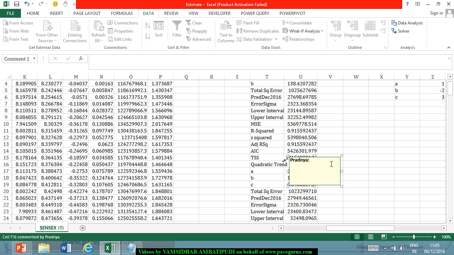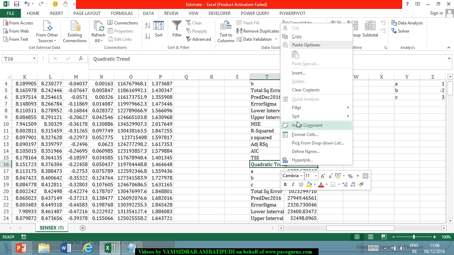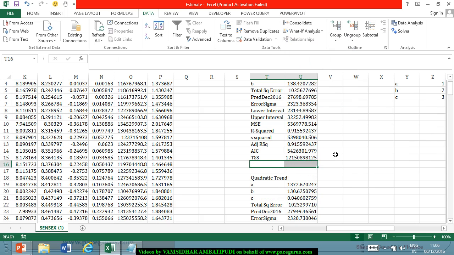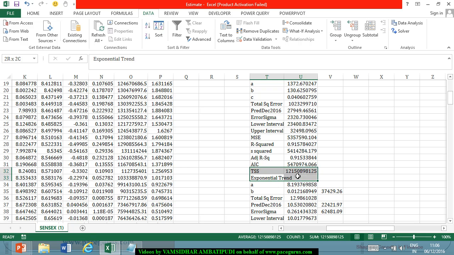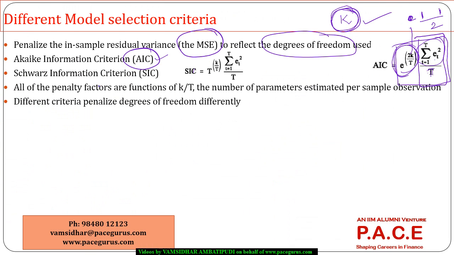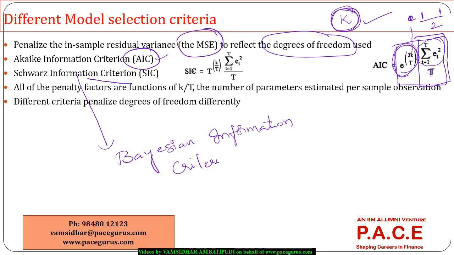So even going with AIC, Akaike Information Criteria, the conclusion is coming out to be the same. Now let's look at one more, which is Schwartz Information Criteria, SIC. Sometimes people call this Bayesian Information Criteria also, which is otherwise called BIC.